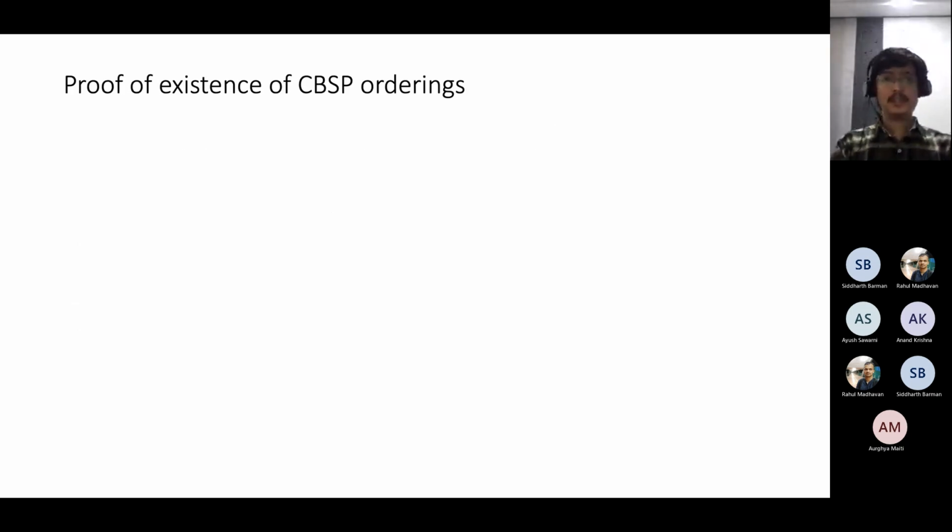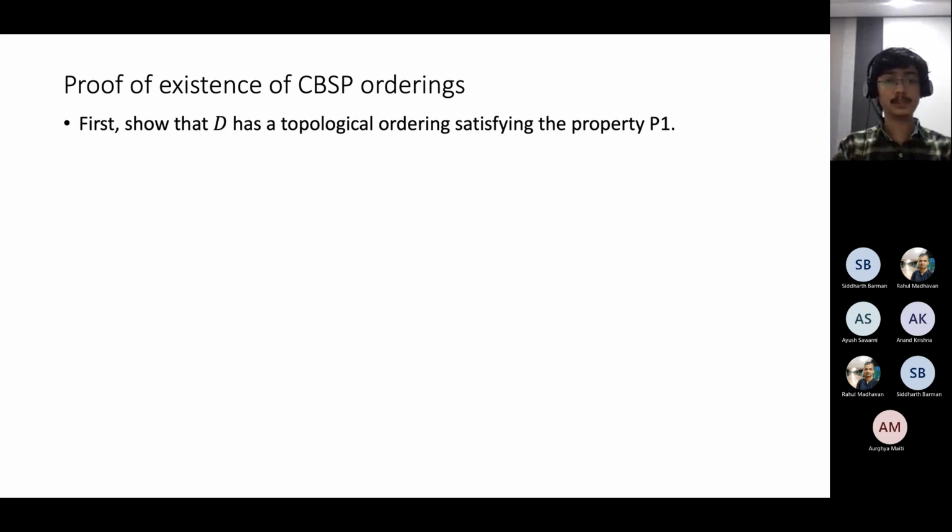Okay, so now, as I said, I'll discuss the proof of existence of CBSP orderings in DAGs without V structures. The first step is to show that a DAG D, which is without V structures, has a topological ordering satisfying the clique block property. This can be shown from well-known ideas in the literature of chordal graphs, and I'll not go into the proof of this. Please check the paper if you are interested.